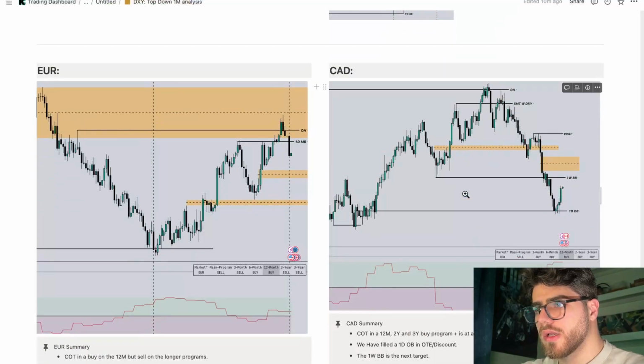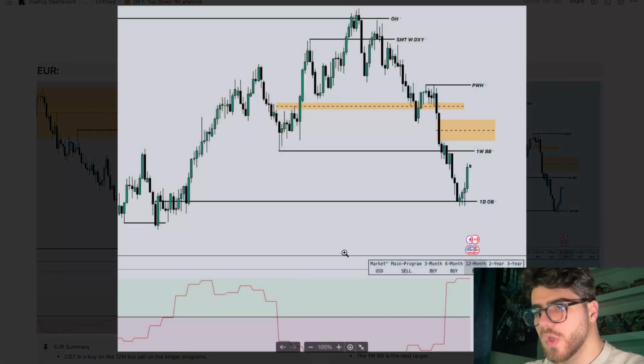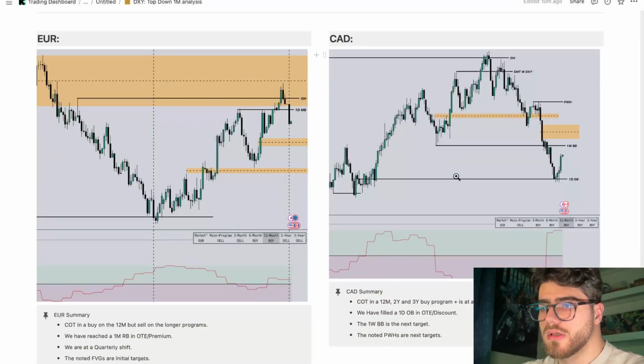Canadian dollar, or dollar CAD. COT very bullish. And this order block is very high probability because we took out a low. That makes it very high probability, very liquidated. So the next move higher would be this fair value gap. And maybe these equal previous week highs.